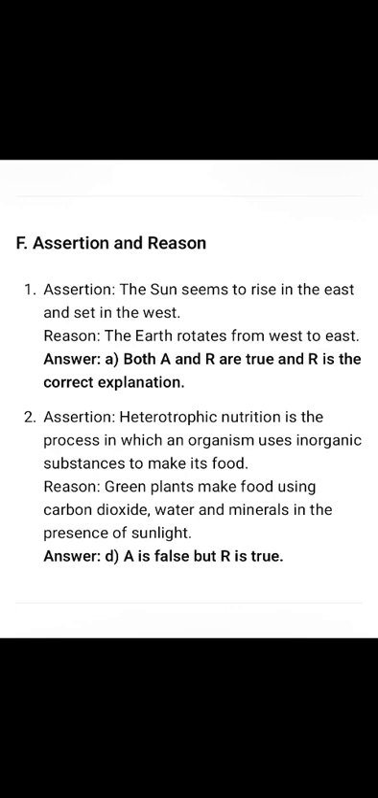Assertion, the sun seems to rise in the east and set in the west. True. Reason, the earth rotates from west to east. This is again true. Assertion, heterotrophic nutrition is the process in which an organism uses inorganic substances to make its food. This is false. Green plants make food using carbon dioxide, water and minerals in the presence of sunlight. This is true.